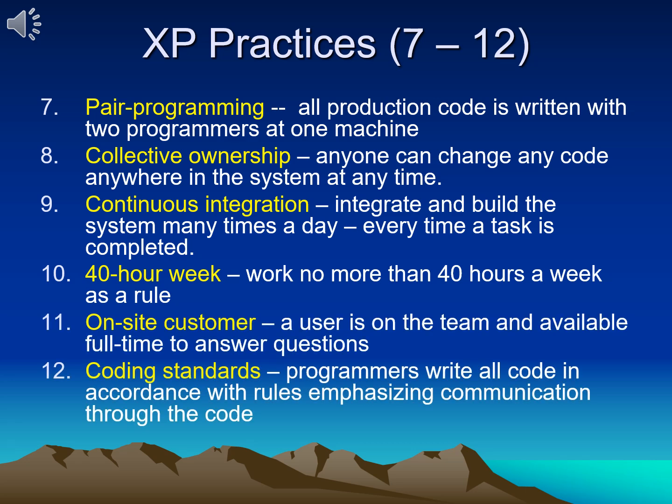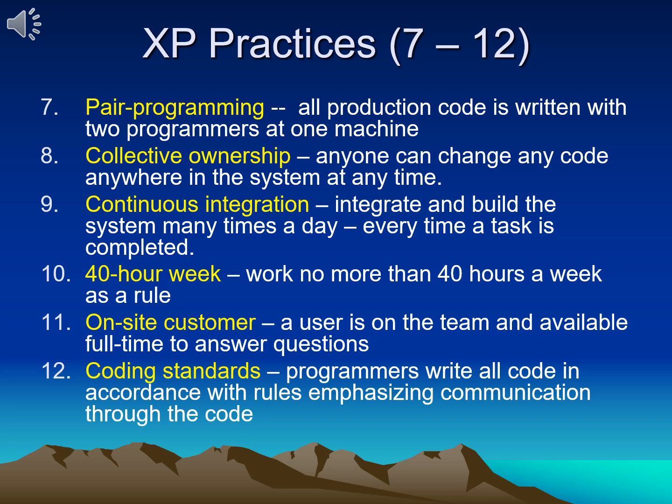Let's now look at the remaining 6 XP practices. Pair programming. All production code is written by 2 developers working together at a single machine. This fosters knowledge sharing, reduces errors, and improves code quality. Collective ownership. Anyone in the team can modify any part of the code. This eliminates bottlenecks and ensures that knowledge is not siloed within specific individuals.